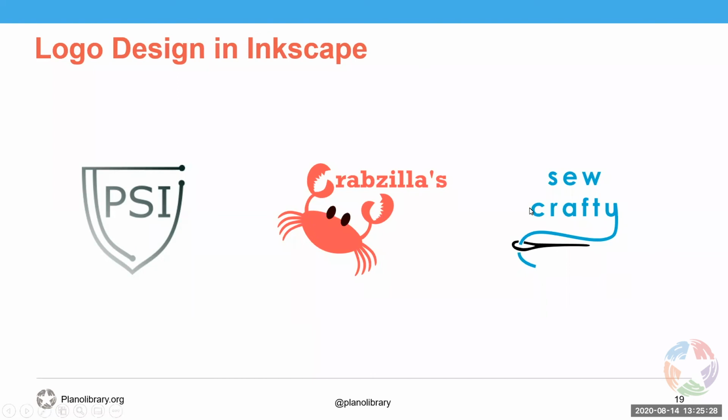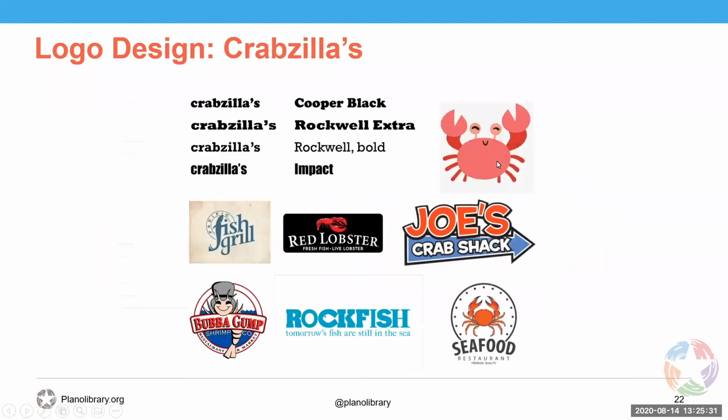Okay, so before we switch over to Inkscape, I did want to talk about the preparation for designing a logo. So here we have Crabzillas, and you can see that I made a mood board of sorts where I went into just your regular Word document and started looking at different fonts that I wanted to use. I decided on Rockwell Bold, but you can see that I tried a few others just to see the feel that it would give me.